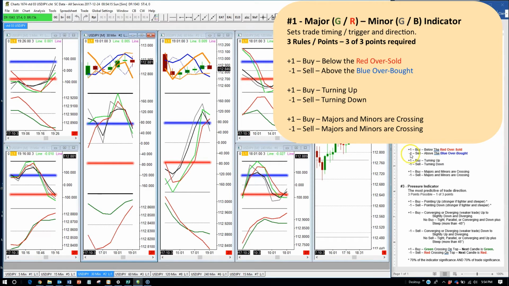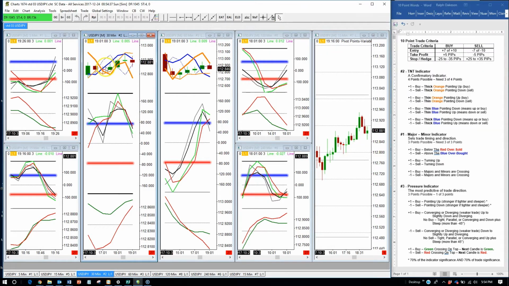So we're going to be selling. We're looking for 7 minus 7 negative points. So we're selling. We want to be above the overbought, which we are. We want to see the indicator turning down. We want the majors and minors crossing. Okay, above the overbought, turning, crossing. Okay, crossing over here on these. Great, fine. Let's see if our TNTs can confirm that.